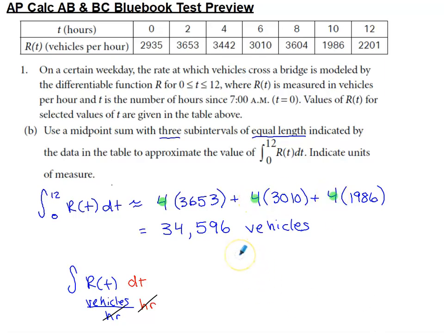Now the height of each of my rectangles is going to have to come from the midpoint of each of those subintervals. If my interval is 0 to 4, the midpoint is 2, I'm going to use this for the first height. My next interval is 4 to 8. Midpoint would be 6, therefore I'm going to use this for my next height. My last interval would be 8 to 12. Midpoint is 10. I'm using that for my final height. I can pop that into the calculator and I get 34,596 vehicles.